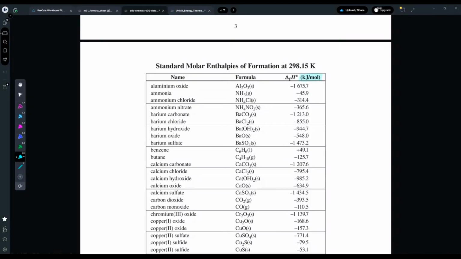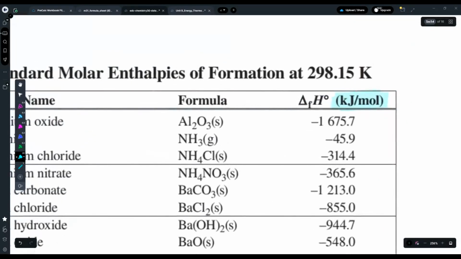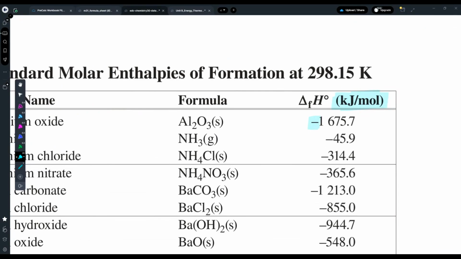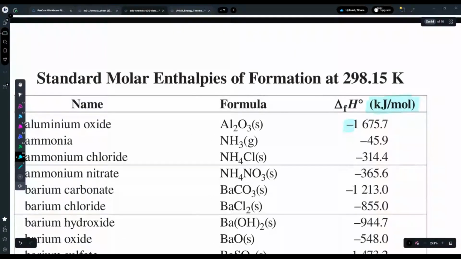If you wanted to find the molar enthalpy of decomposition, all you would do is take the sign and flip it. So looking at aluminum oxide, the molar enthalpy of formation for it is negative 1,675.7 kilojoules per mole. If we wanted the molar enthalpy of decomposition, it would be positive 1,675.7 kilojoules per mole.